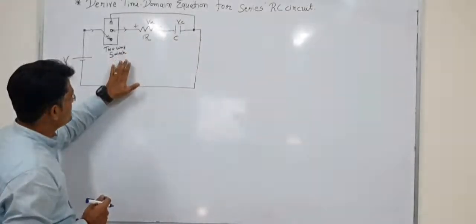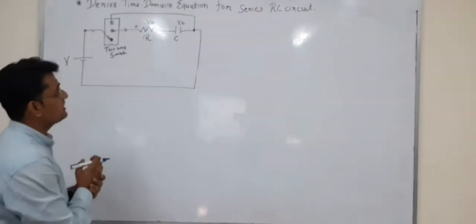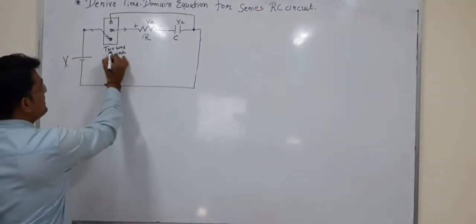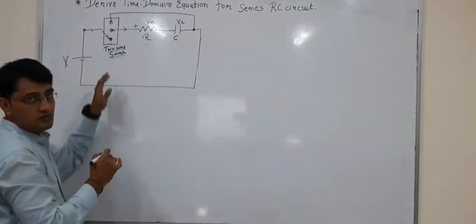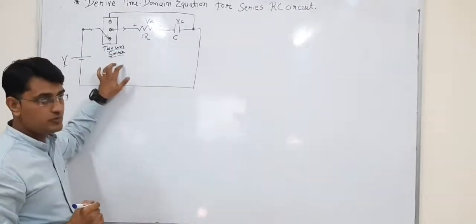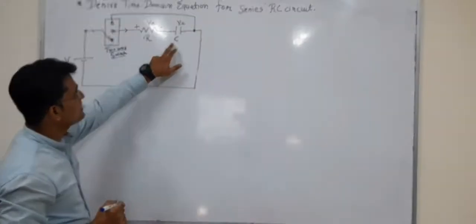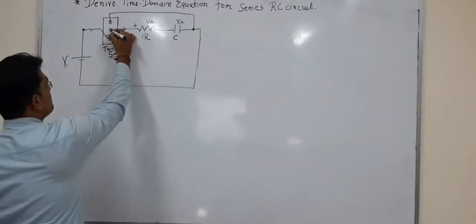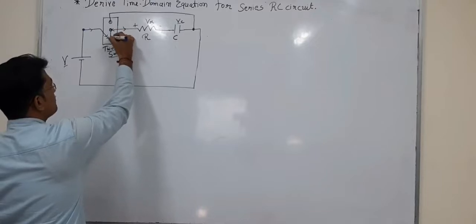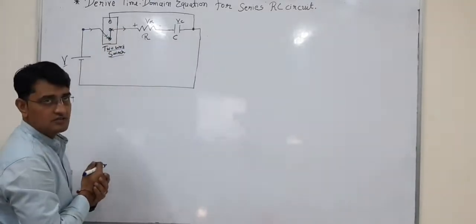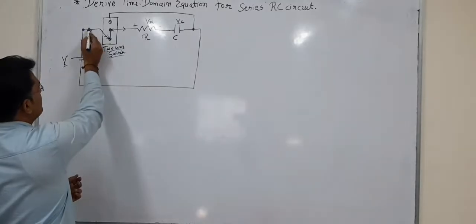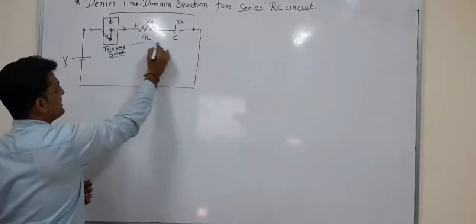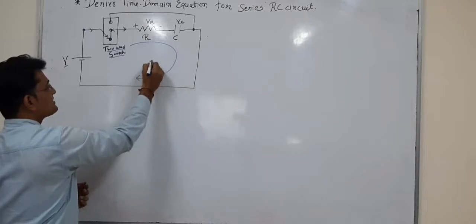So here is the circuit diagram for the series RC circuit. Here we have one voltage source V. We have connected it with a two-way switch, and the switch is connected with a resistance, and this is my capacitor. If I turn on this switch at any time t equals t1, then this will be the current passing through the circuit, and let's say this current is I.